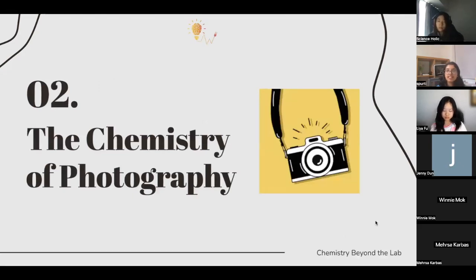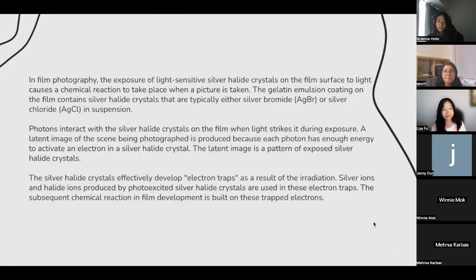Next, we're going to look at the chemistry of photography. In film photography, when taking photos with a Polaroid, the exposure of light-sensitive silver halide crystals on the film surface to light causes a chemical reaction when a picture is taken. The gelatin emulsion coating on the film contains silver halide crystals, which are typically either silver bromide or silver chloride in suspension. Photons interact with the silver halide crystals on the film when light strikes it during exposure.